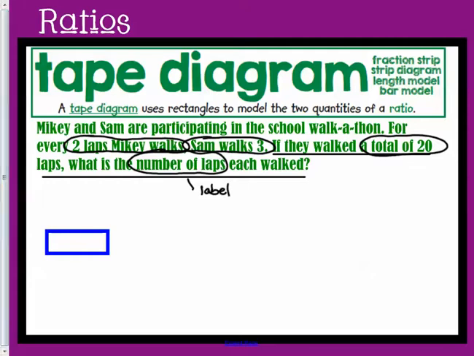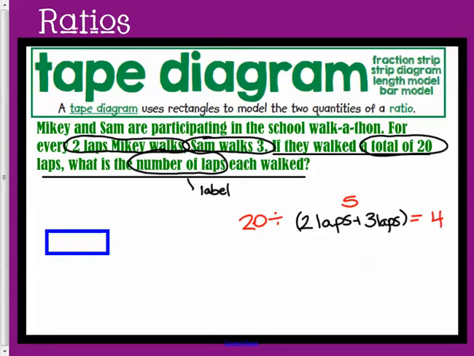Okay, so let's do a tape diagram, excuse me. If we are looking at Mikey having 2 laps plus Sam's 3 laps, we want to take those and add them. And after we've added them, we're going to divide the 20 by that number. So 20 divided by 5 is 4.